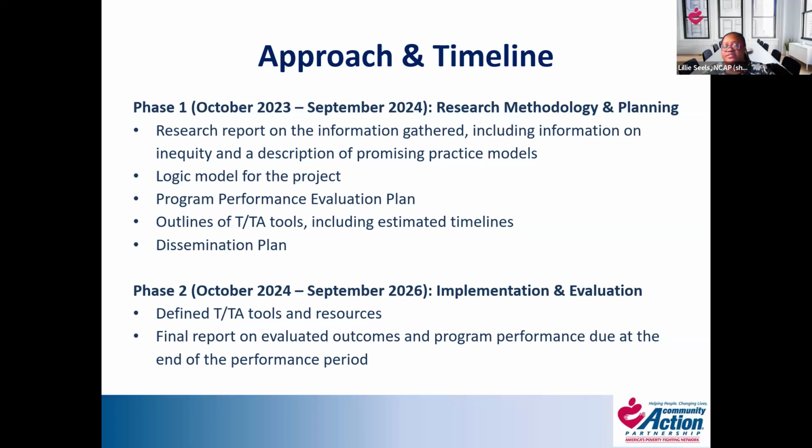And then we go into phase two. You'll see the different pieces: we're going to have our report, an evaluation plan, and outlines of what our training and technical assistance tools will be and how we're going to disseminate that information. Phase two really does focus on defining what those training and technical assistance tools are and the deployment of them. So what does that look like when we have developed those tools and they are now in the hands of our CSBG eligible entities and, of course, our network?